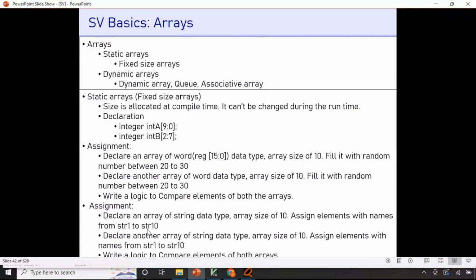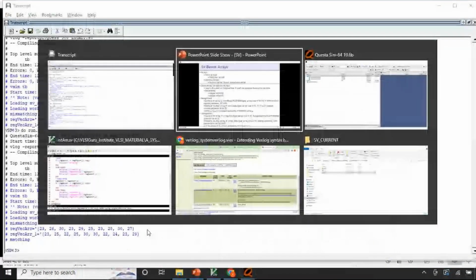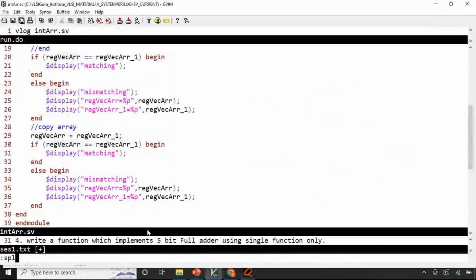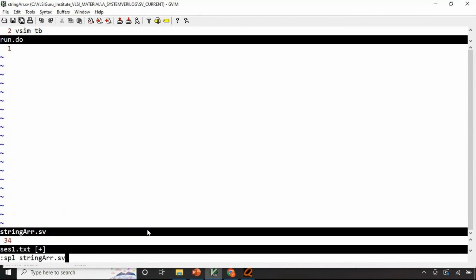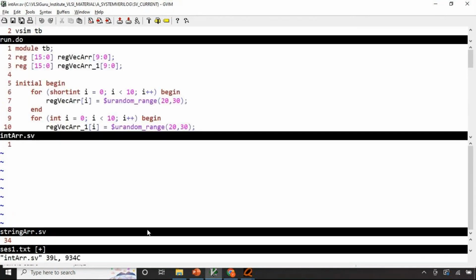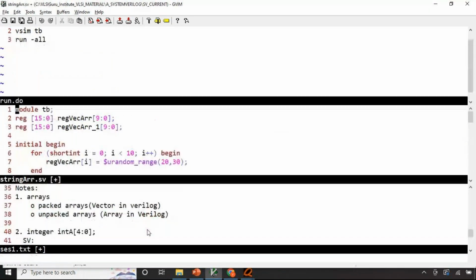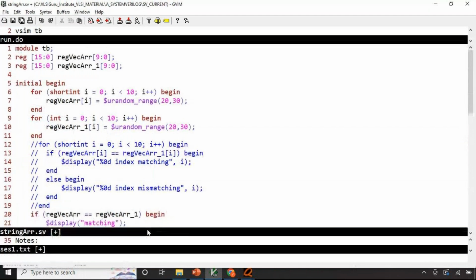Because we need to introduce a new concept called $sformat here. String array. We are trying to learn how SystemVerilog has improved things, how things improve when we go from Verilog to SystemVerilog. I'll copy the same int array right now. What do I want it to be? String. In Verilog there is no string data type.